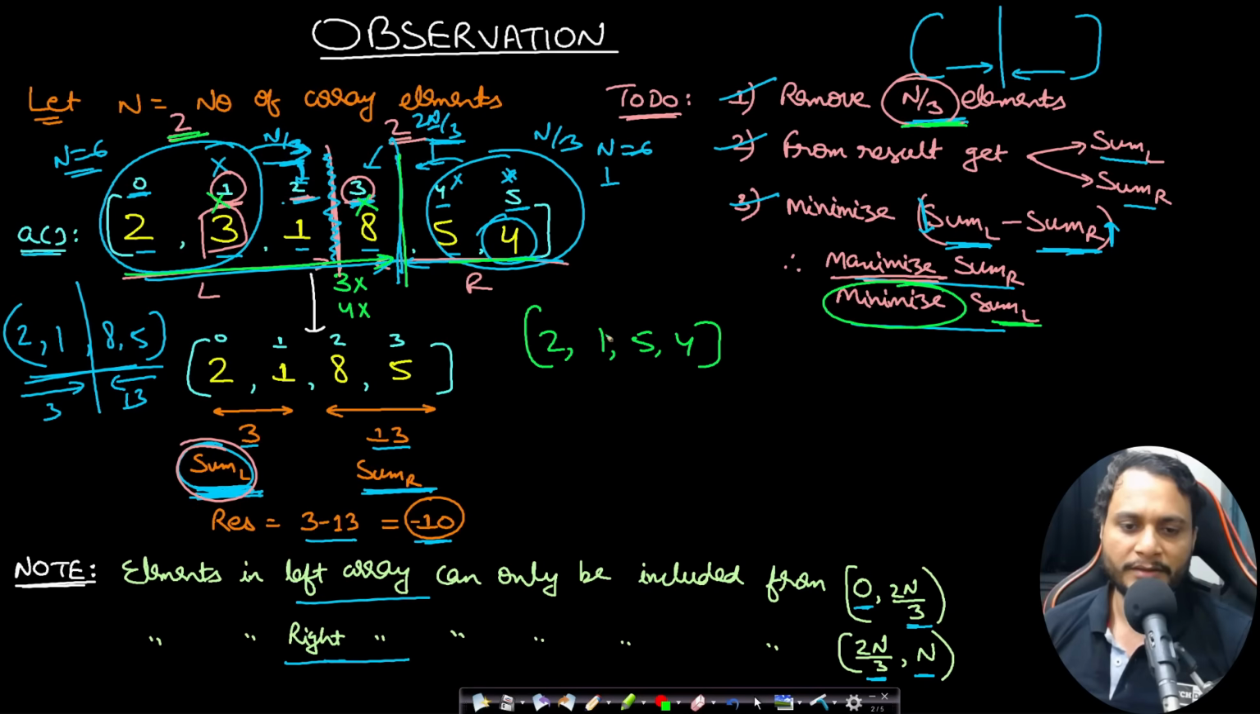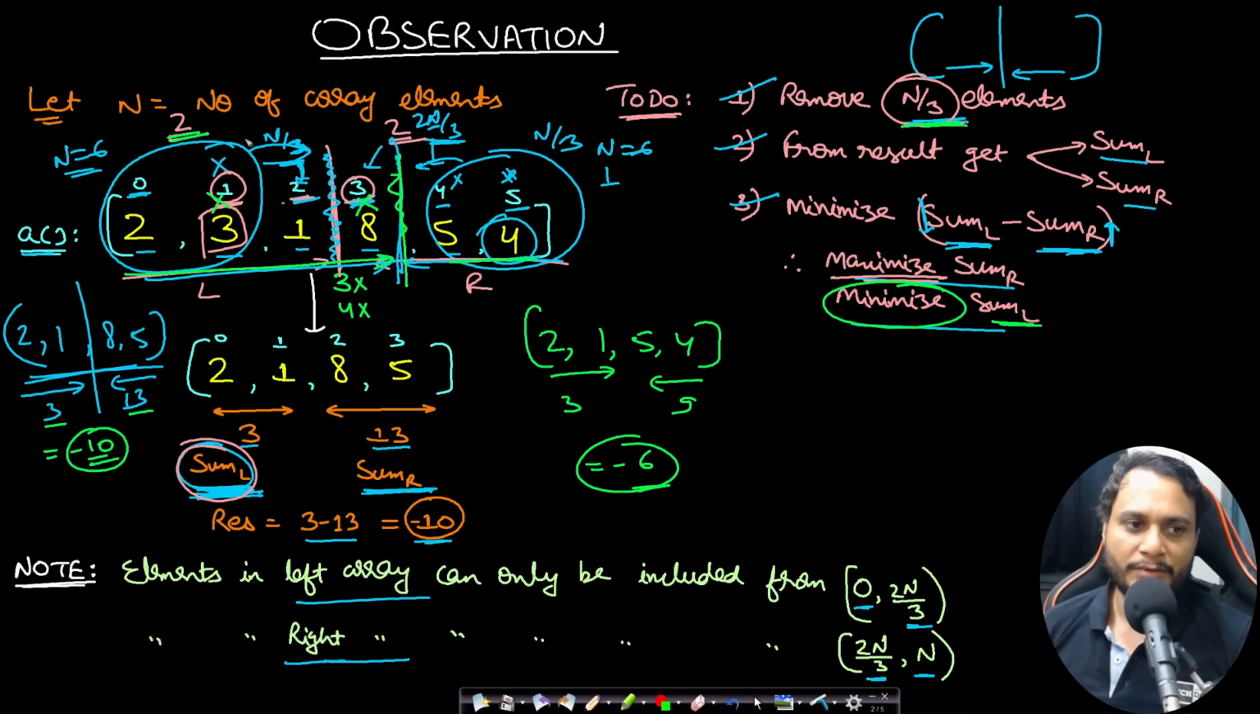And once you are done, then the left sum is going to be 3, right sum is going to be 9, and this is going to be minus 6, right? Now if you compare with the previous case, then the answer here was 3 minus 13, which is minus 10. Here it is minus 6. So minus 10 is a better result.